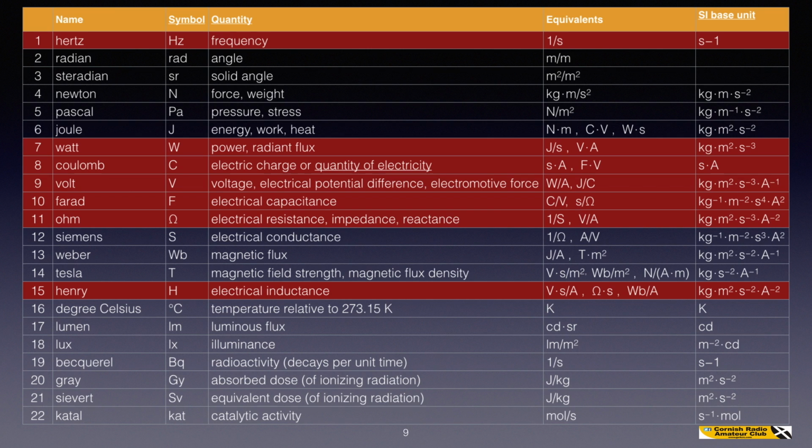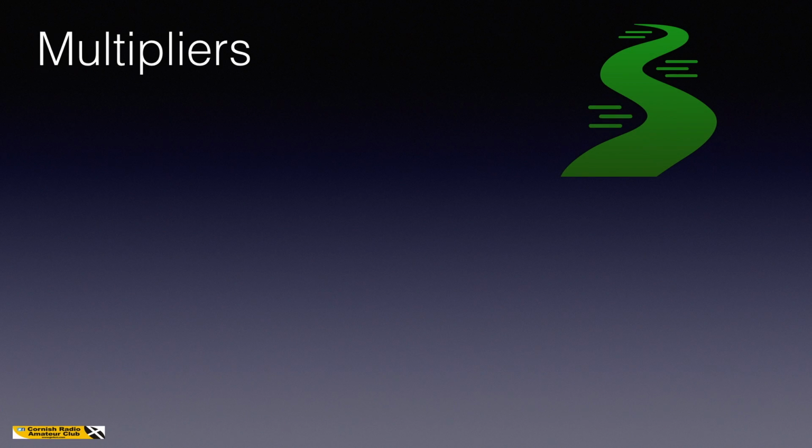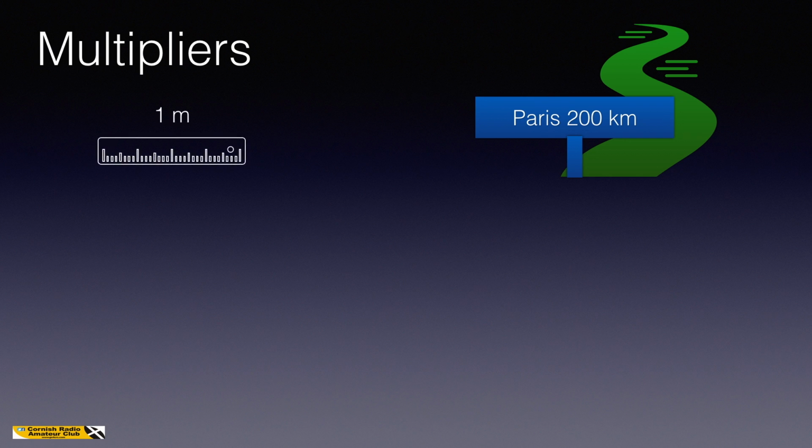Now, we've talked about multipliers a little bit. If we saw a road and the road had a sign and it said Paris 200 kilometers, we would understand from that that it was 200,000 meters. We would understand that the K was representing 1,000. So we would expect to have to travel 200,000 meters to get to Paris.